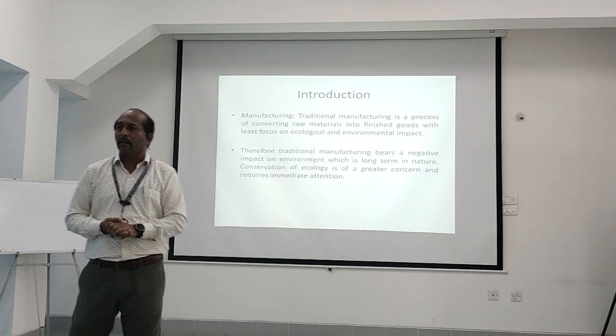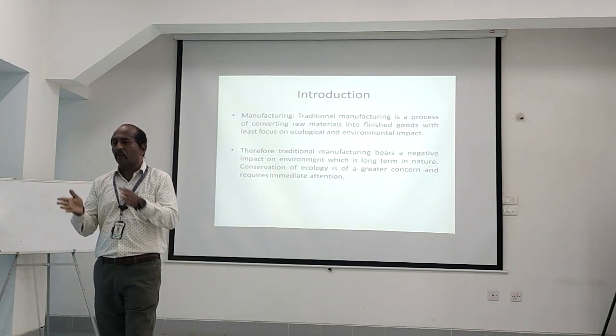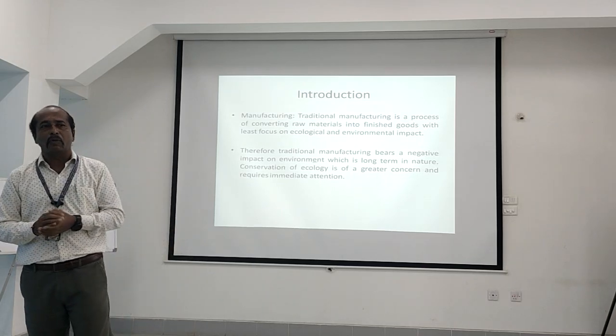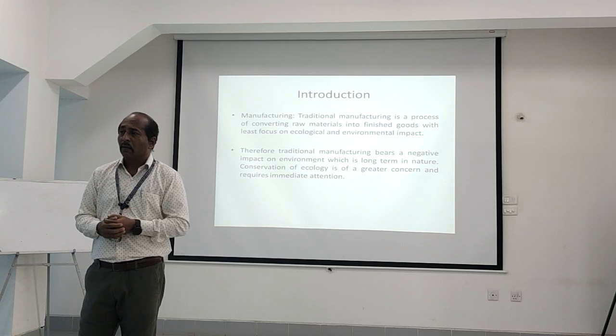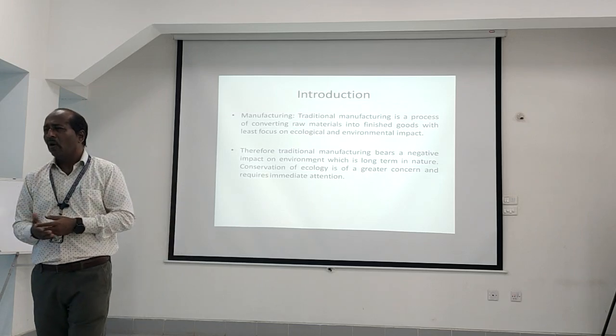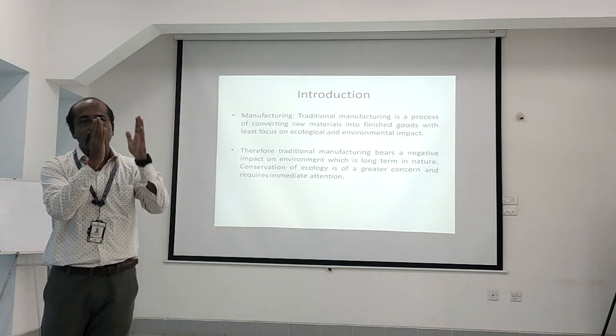Traditional manufacturing: we all know that manufacturing is a process of converting raw materials into finished goods. For example, if you want to manufacture cement, the raw materials may be calcium oxide, limestone, and alumina, which get converted into the finished good, cement.